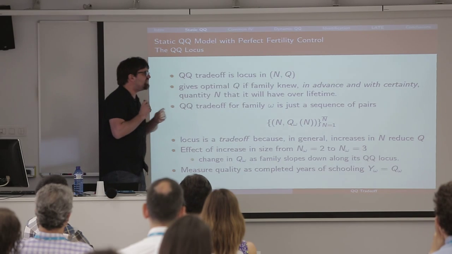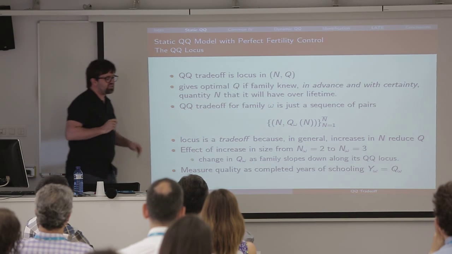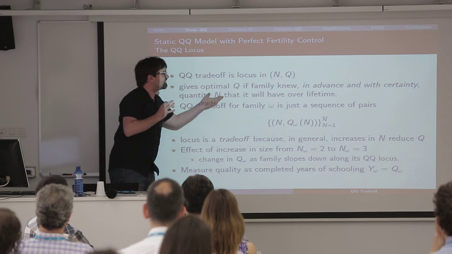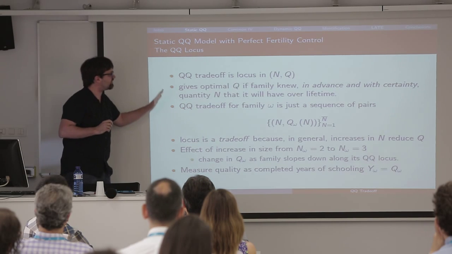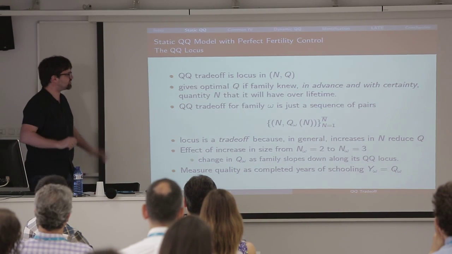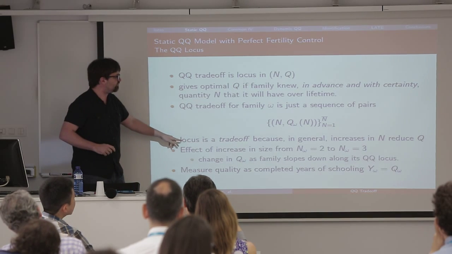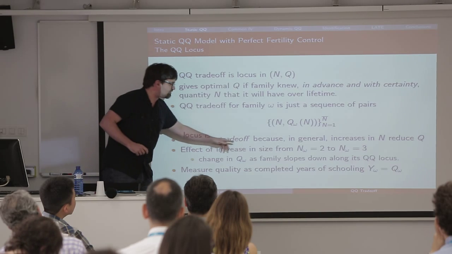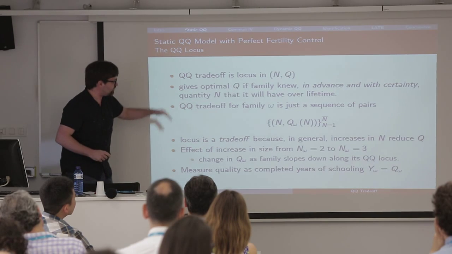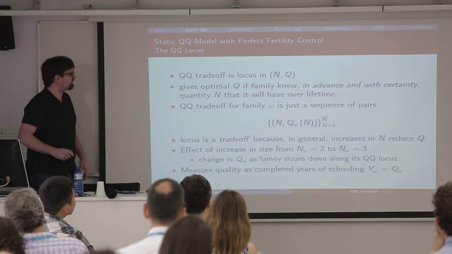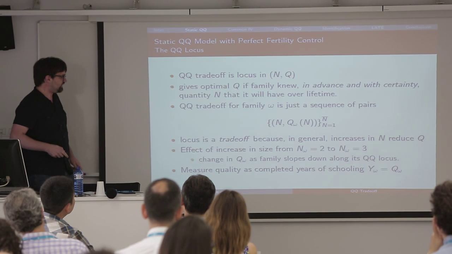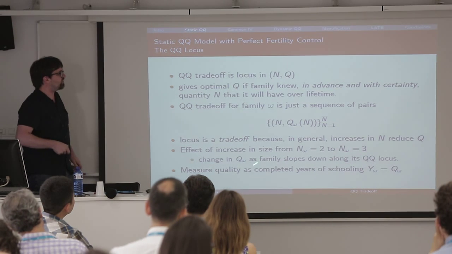If the family knew in advance and with certainty each of these possible quantities n that they are going to have over their lifetime. And that's the key of the static model, right? It's a single-shot model. So in particular, the effect of an increase in size from 2 to 3 is going to be a slope on the quantity-quality trade-off from 2 to 3. Now, we're going to be using completed years of schooling.